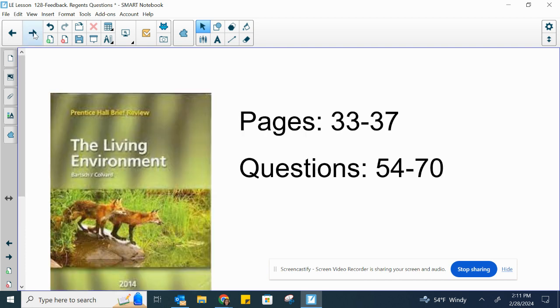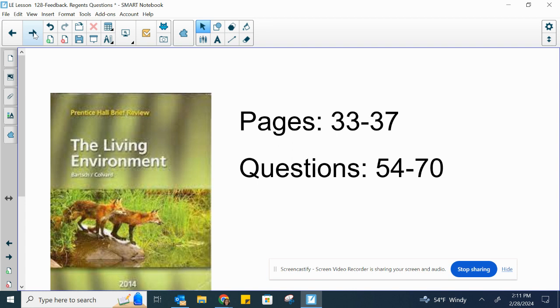Okay. Once you are done with that, you can go and grab your Fox books. You are going to be working on pages 33 through 37. The questions really start on page 36. And so on pages 36 and 37, you are going to be answering questions 54 through 70.